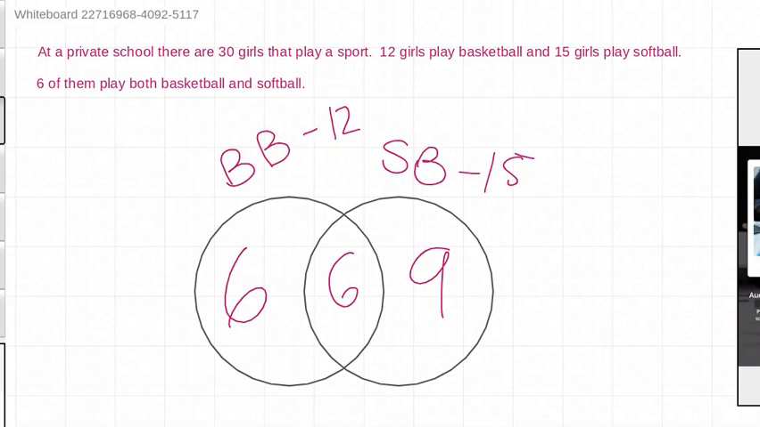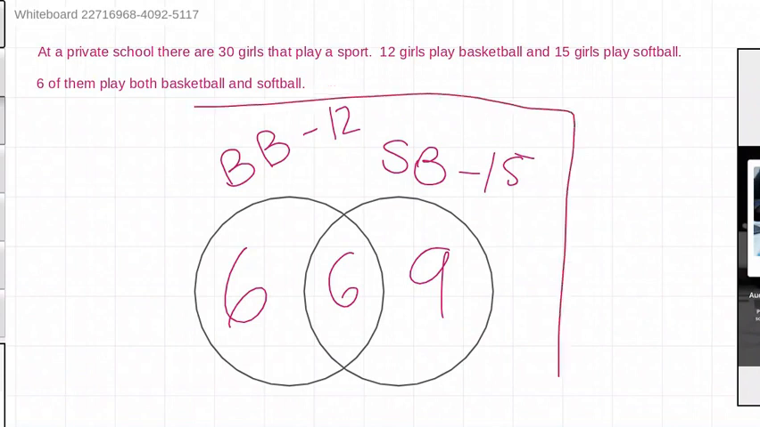But 12 plus 9 doesn't equal 30. So we have 9 girls left over. What do? That's where our universal set comes in play. Since 30 minus 21 equals 9, and we know that we have 9 left over, we have to draw our box to show that, and then put a 9 in the corner.